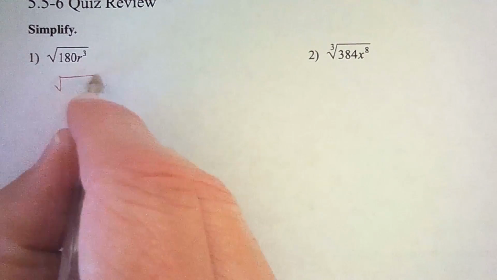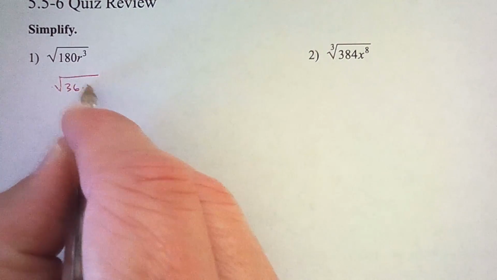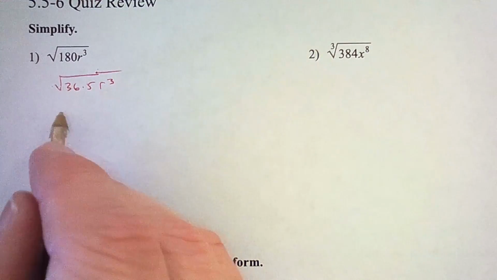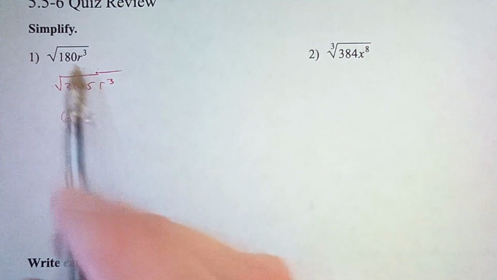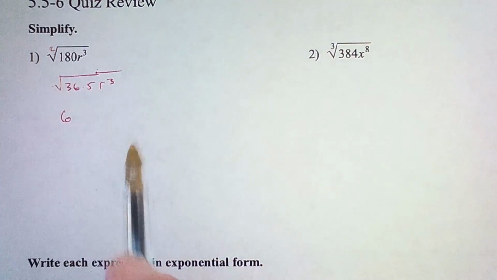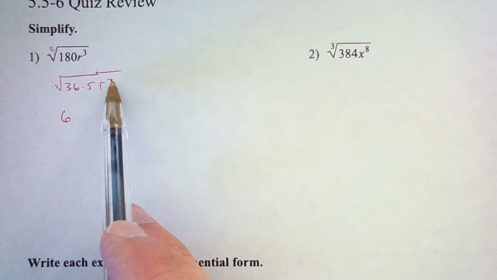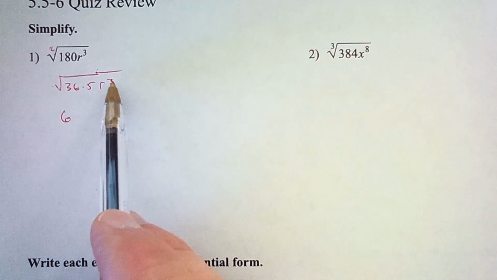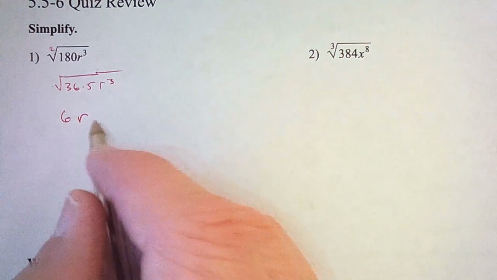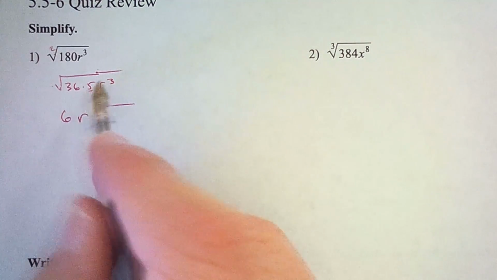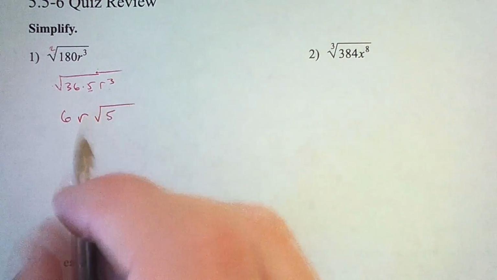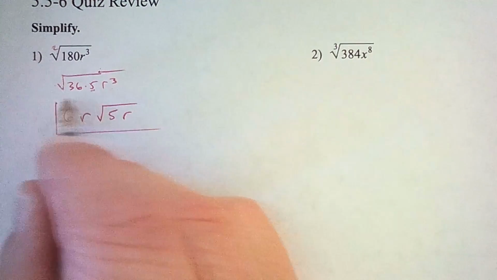So we've got the square root of 36 times 5 times r cubed. The square root of 36 is 6. And when there's no number here, this index is 2. So what I'm looking for with the variable is groups of 2. I can take one group of 2 out of this 3, so I'm going to take out r to the first power. And now the leftovers. This 5 was left over, and when I took a group of 2 out of this 3, there was 1 left over. So 5r.